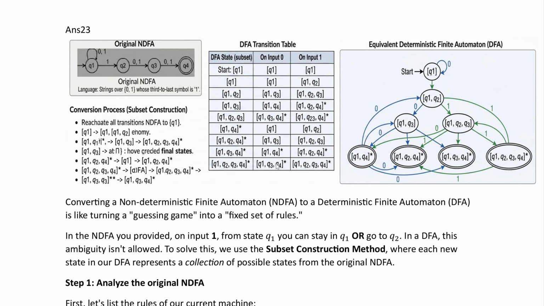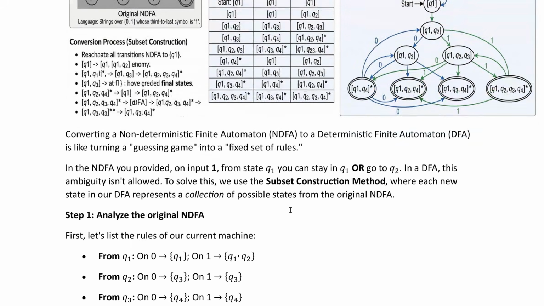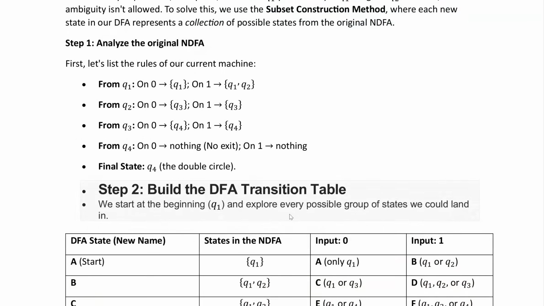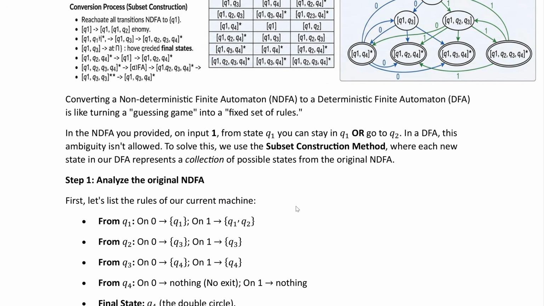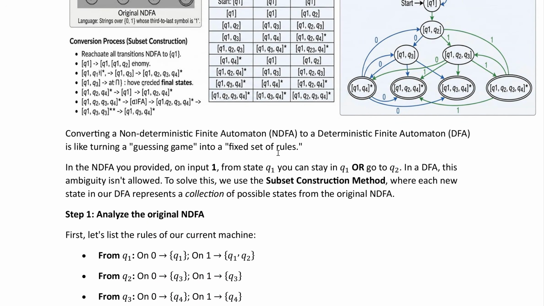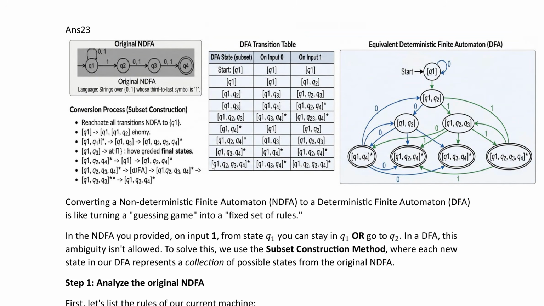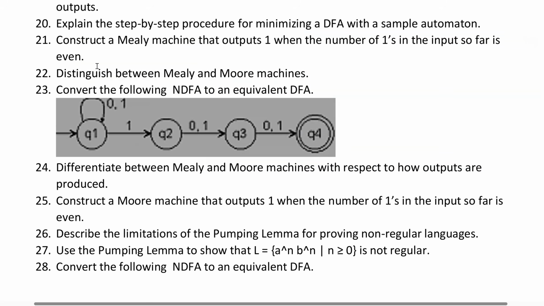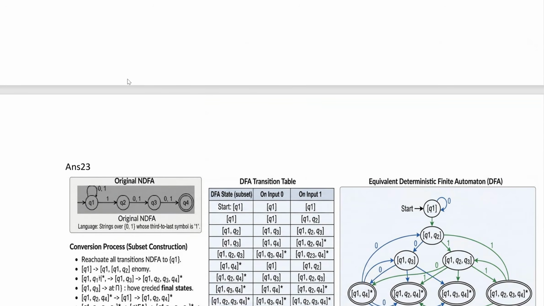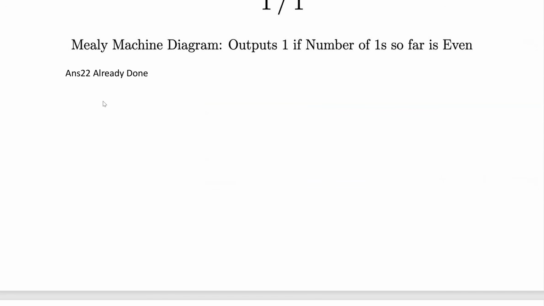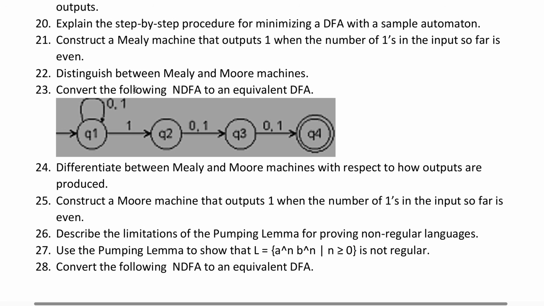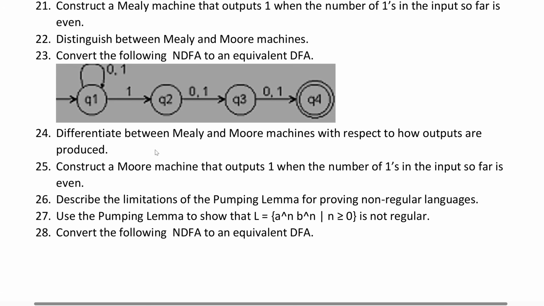We have already seen the differences between Mealy and Moore machines. Question 22 is already done. Now we jump to question number 23: convert the following NDFA to DFA.